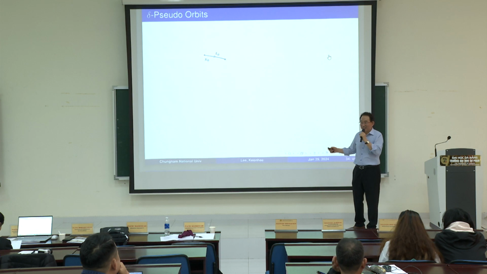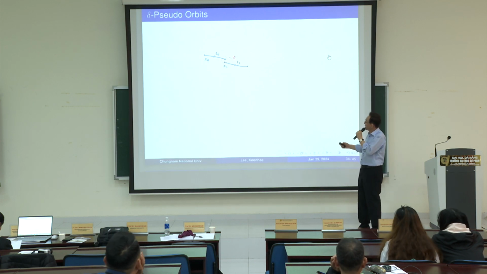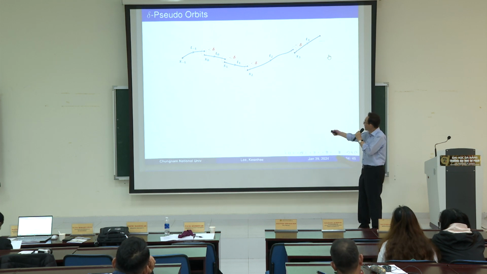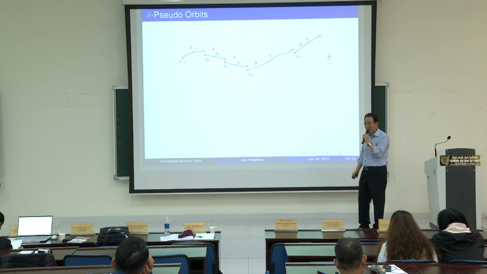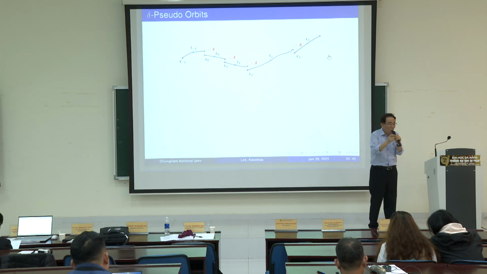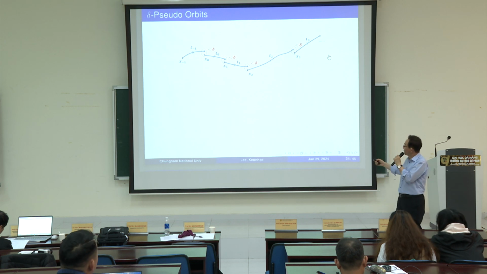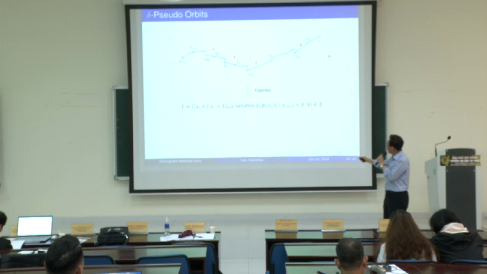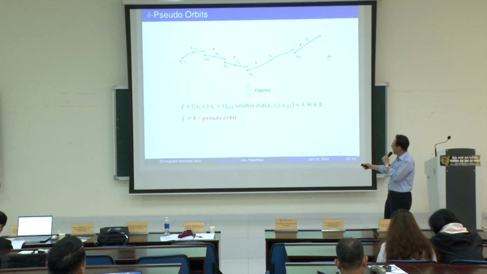Let me try the pseudo orbit. Okay, here. This is pseudo. We allow the error, uniform error. It's a solution. From here to here is a real solution, but then a jump. This is a pseudo solution, a pseudo orbit. So you express it mathematically: the distance is less than delta. Pseudo.